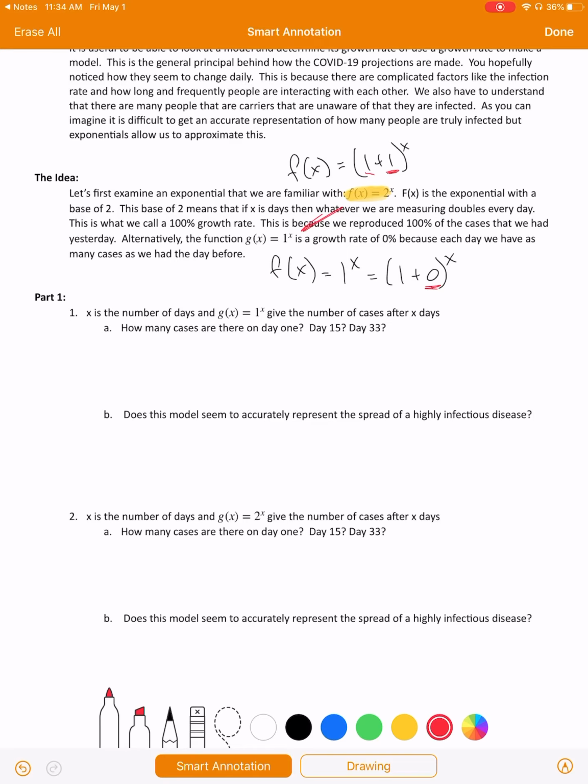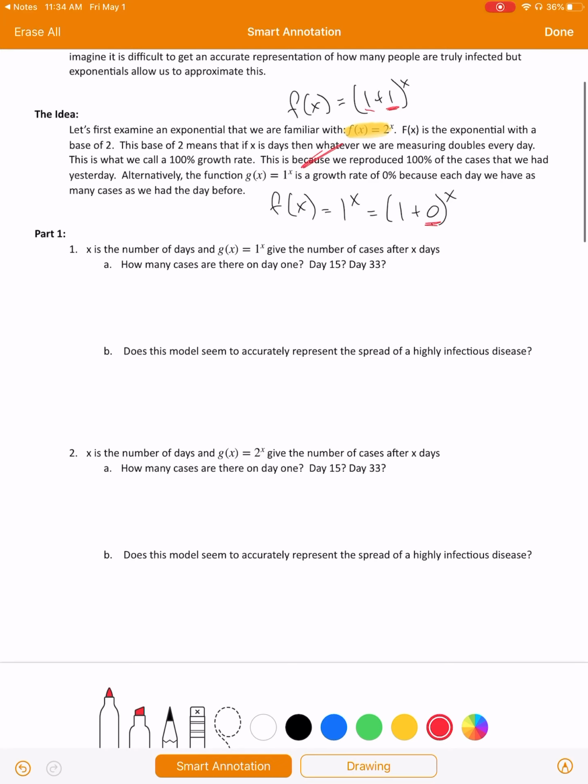So part one here, all you're doing is just seeing what that looks like, right? If I say, how many cases are there on day one, then you take g of x and you evaluate it at 1. So 1 to the 1 would just be 1. So there's one case on day 1. And then to find day 15, g of 15, which is 1 to the 15th. And you get something out, and that's how many cases, and then you do it on 33. I know 33 seems a little arbitrary, but that'll make a little more sense, hopefully, when you go to number 2 here.